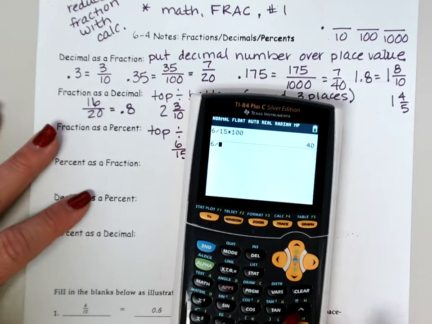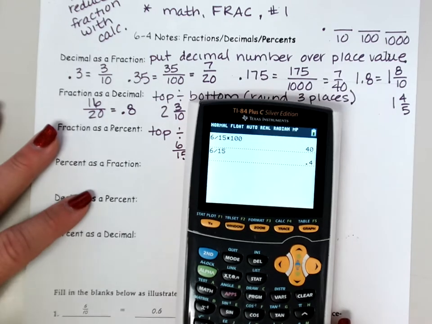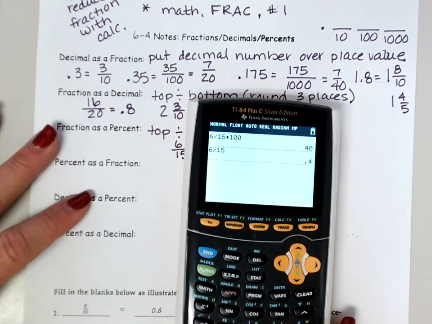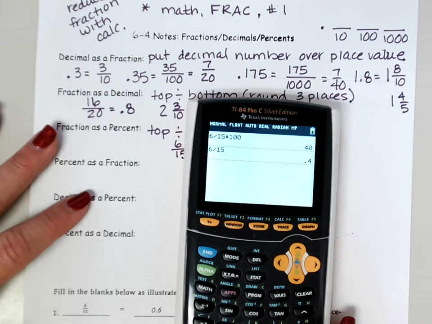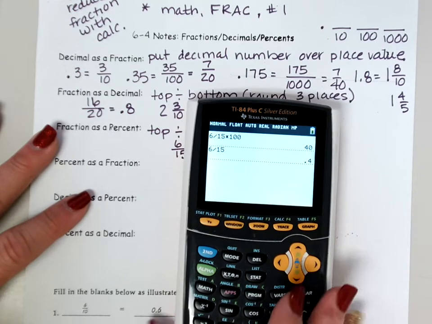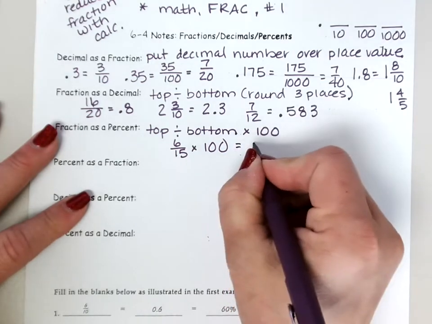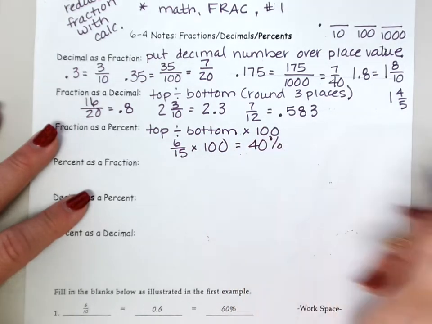If I just do 6 divided by 15, you see how you get just 0.4, and then you would turn it into a percent one of two ways, either timesing by 100 or actually just physically moving the decimal place 2 to the right. So that one we said is 40%.